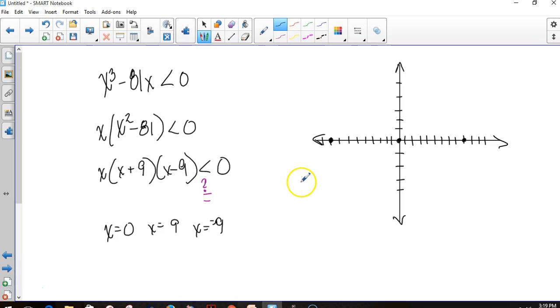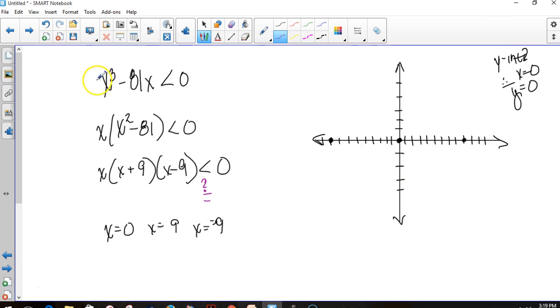You should also look for your y-intercept. In this case, our y-intercept is in the same spot as our x-intercept since we're going through the origin. But if you are looking for a y-intercept, then you let x equal 0, and 0 to the third minus 81 times 0 is still a 0. So I have a y-intercept at y equals 0 also in this situation, but it could also be in other spots, and we've seen that happen numerous times.